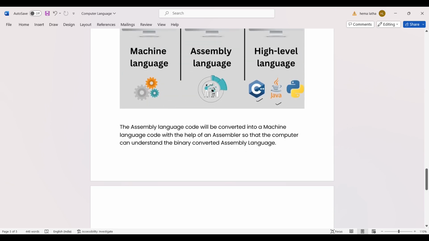Assembly language code will be converted into machine language. That is very important. If you use assembly language directly, the computer cannot understand it. So it should be converted into machine language, and that is called an assembler. The assembler is the tool to convert assembly language into machine language so that the computer can understand, and it converts assembly language into binary digits.